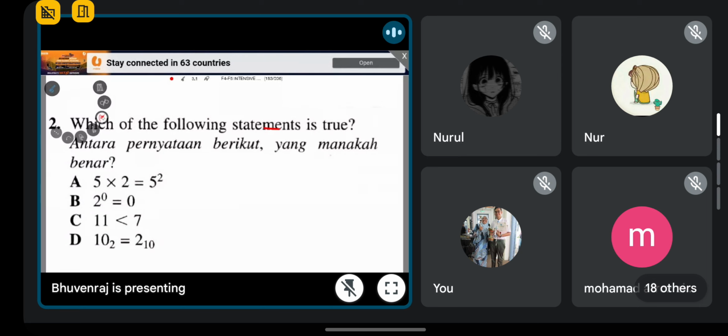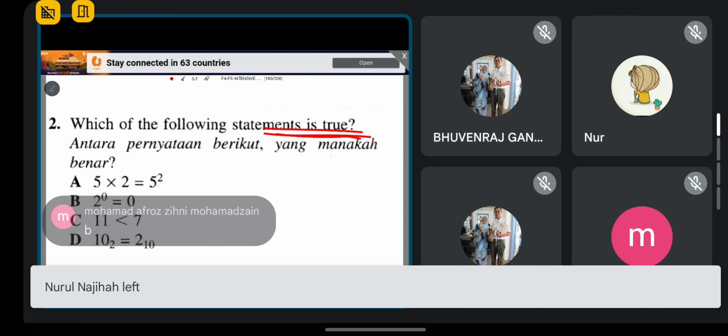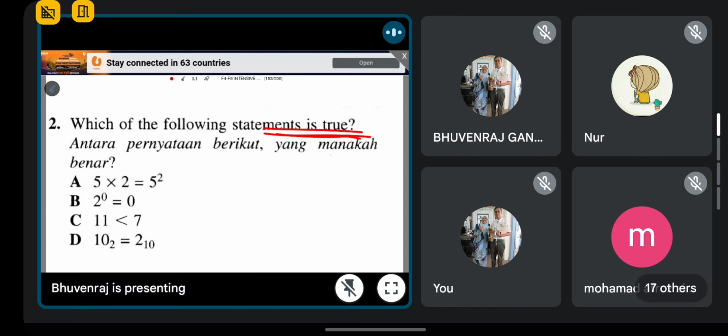Okay, another objective. Which one is true? Sekarang kita bincang pasal kebenaran pernyataan. The truth of the statement. So answer guys. Apa jawapan kamu? Okay, some more. Some more. This one is on your basic mathematics, guys. Asas mathematics kamu, all of this.